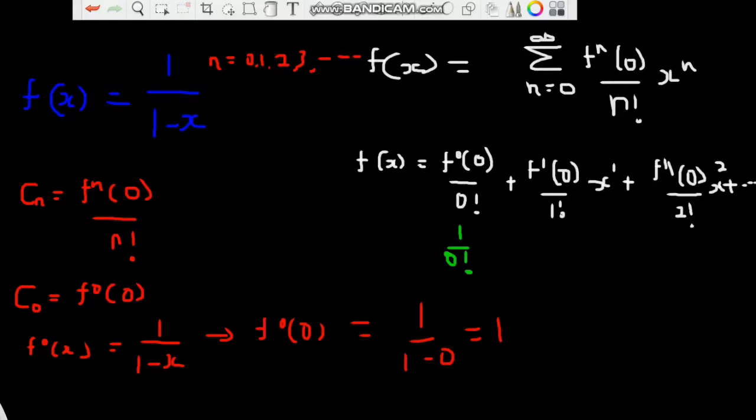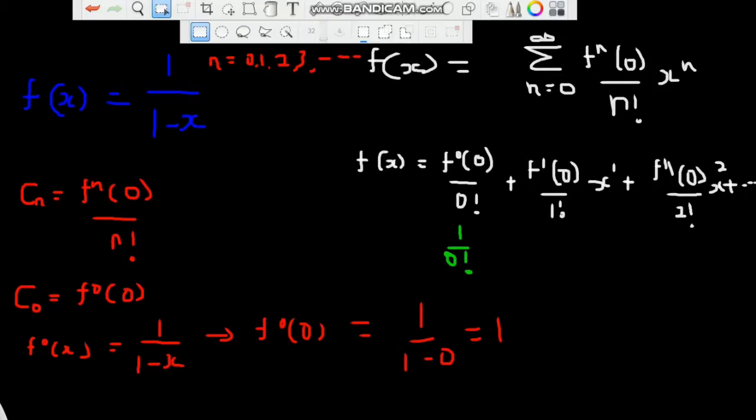So the first term is 1 over 0 factorial. Now let's focus on the second one. For the second one, you have to find the first derivative of the function. So let's look at that one also.